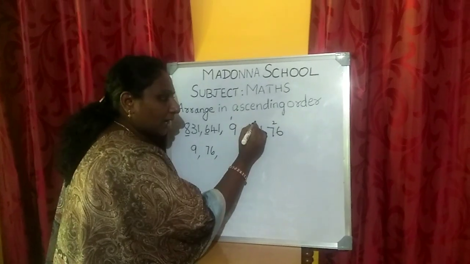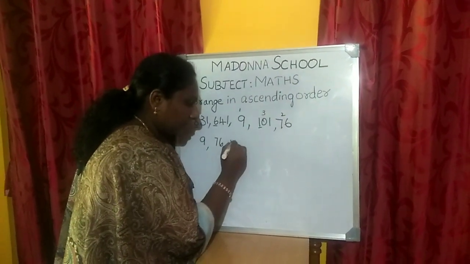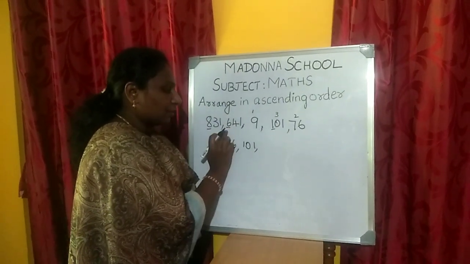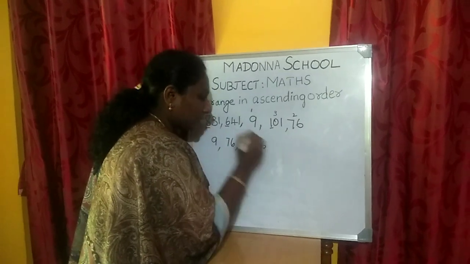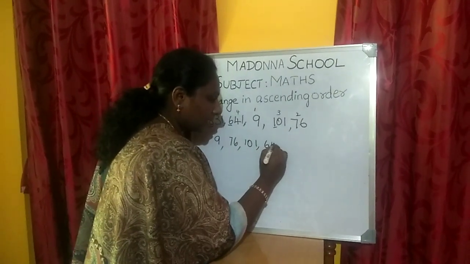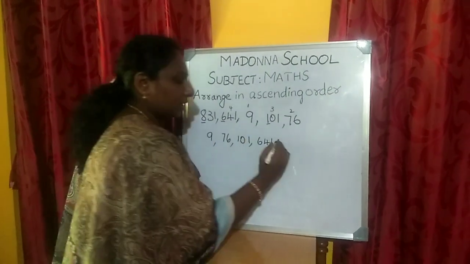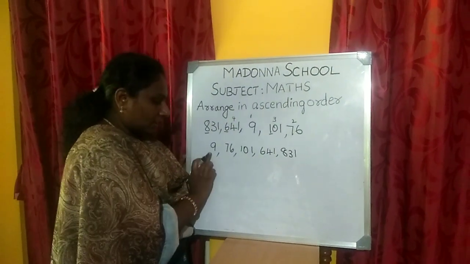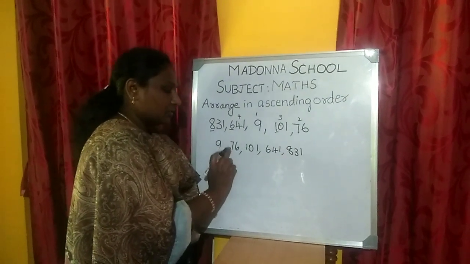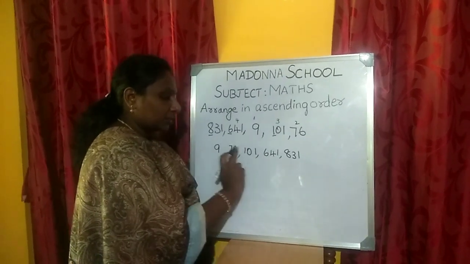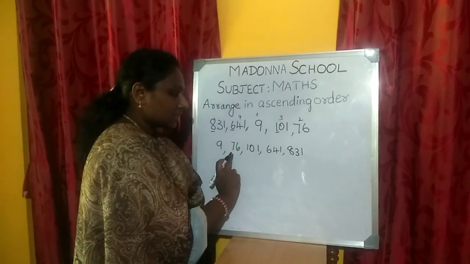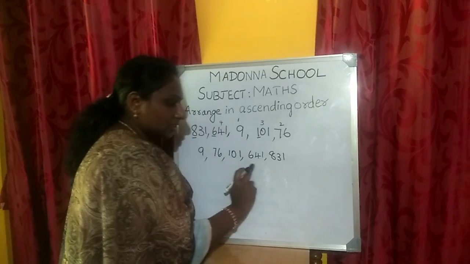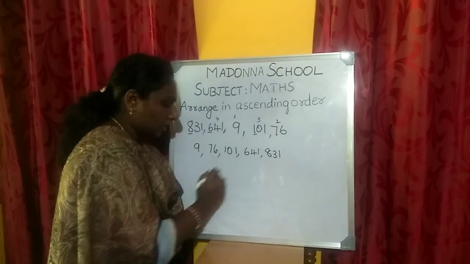1 is small. So write it here 3 and write 101. So compare 831 and 641. Which is small? 6 is small. So write your 4 and write it 641. The last remaining number is 831. Okay. See here, 9 is smaller. 76 is bigger than 9. 101 is bigger than 76. And 641 is bigger than 101. 831 is bigger than 641.